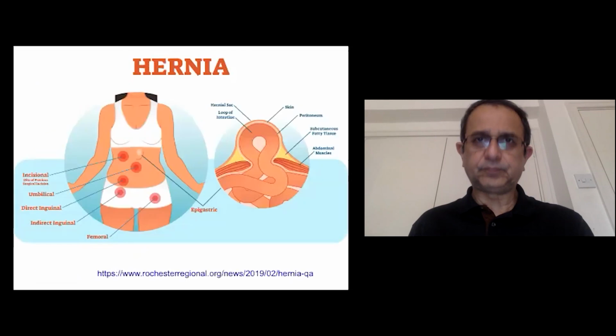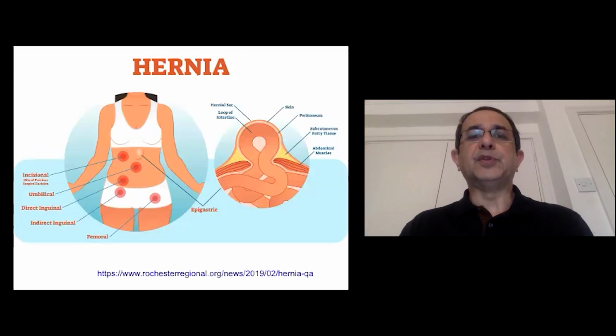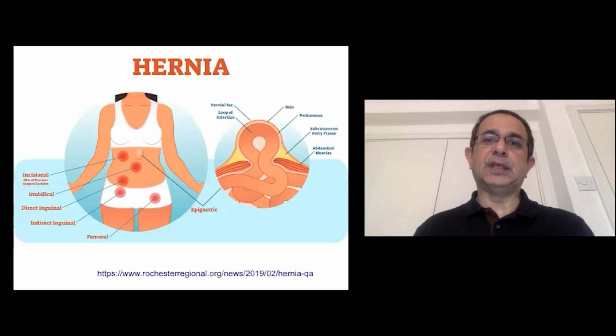So let's start with the hernias. Now, there can be many different types of hernias that can be present in the abdomen. There can be those that are really related to the abdominal wall. So there are a number of weak points within the abdominal wall, and it is through these weak points that the intestine can bulge out through the muscle.